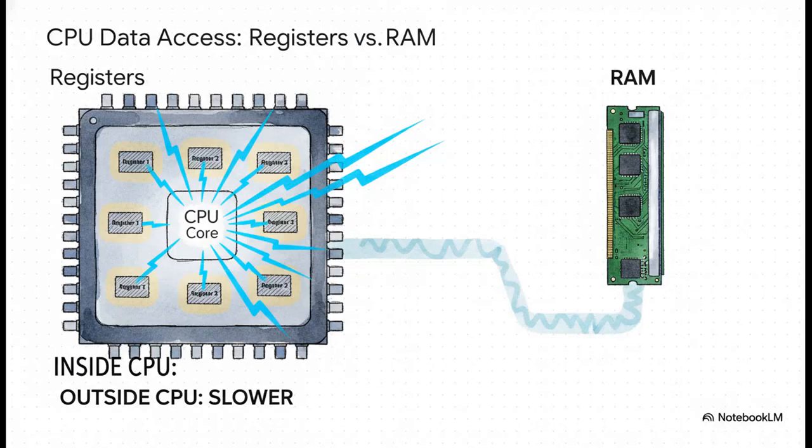Now, to work at these mind-boggling speeds, the CPU can't just sit around waiting for data to travel all the way from the main memory, or RAM. Even at the speed of light, that's like a cross-country trip. So it uses these tiny, ultra-fast storage spots located right on the CPU chip itself. They're called registers. They hold the exact piece of data the ALU is working on in that exact moment.